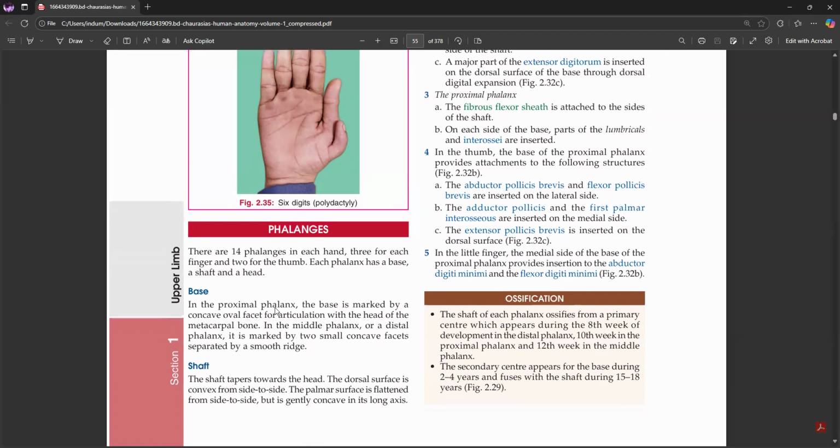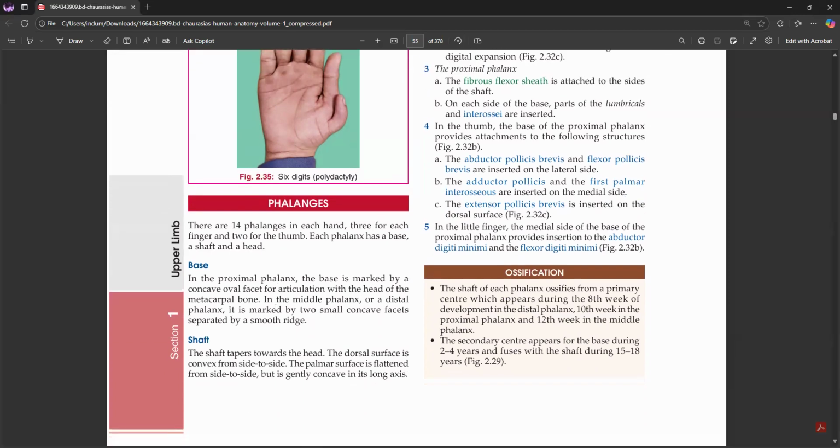Phalanges. There are 14 phalanges in each hand, three for each finger and two for the thumb. Each phalanx has a base, a shaft, and a head. Base. In the proximal phalanx, the base is marked by a concave oval facet for articulation with the head of the metacarpal bone. In the middle or distal phalanx, it is marked by two small concave facets separated by a smooth ridge.